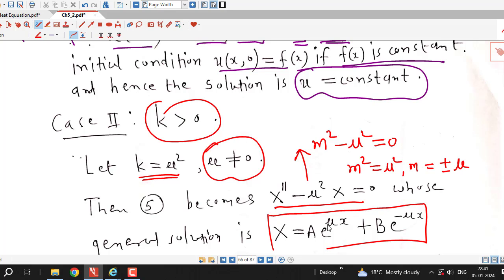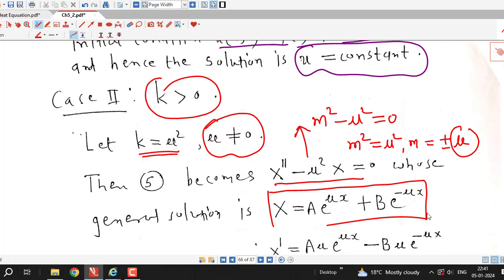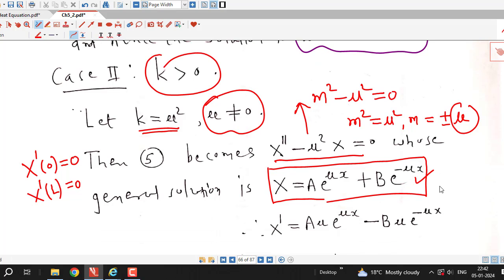Therefore the general solution is x equal to a times e raised to mu x plus b times e raised to minus mu x. This a and b are arbitrary constants, and we have to decide these values of a and b using these two conditions, that x dash is 0 at 0, x dash is 0 at x equal to capital L also. So for that we differentiate this with respect to x.